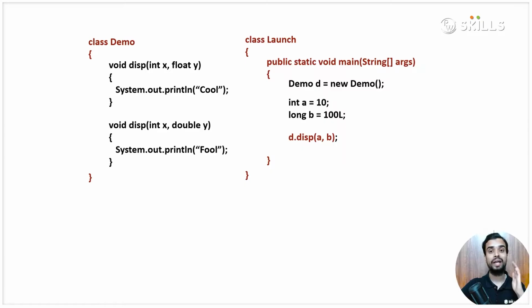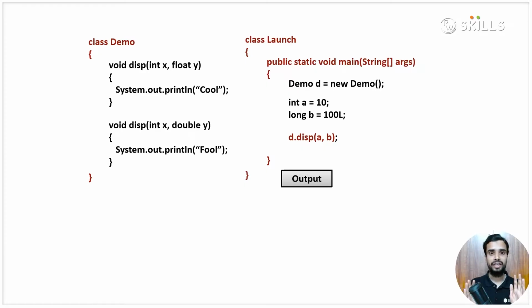If at all your answer happens to be compilation error, because sir, there is not a single display method which can be accepting one integer type and one long type as the argument, because there is no such method defined in my demo class. You're absolutely wrong.